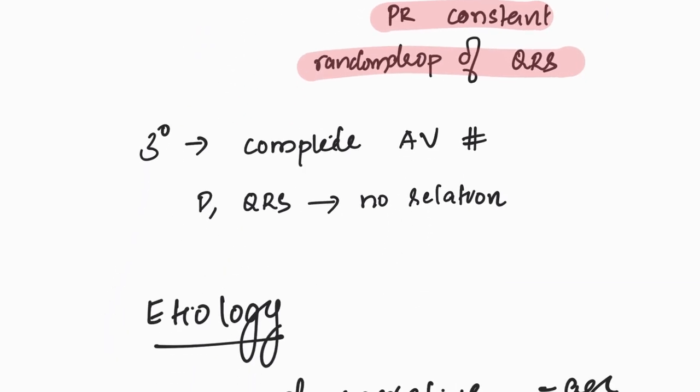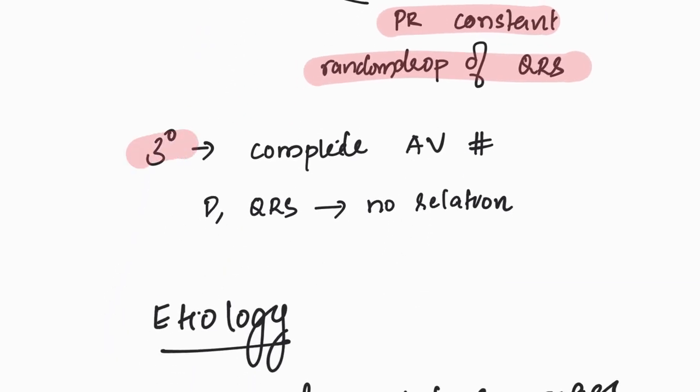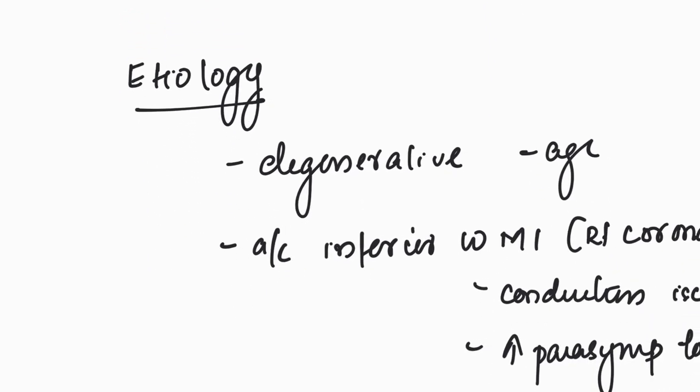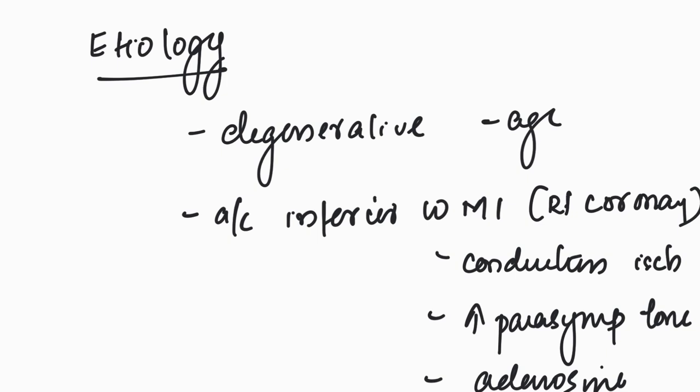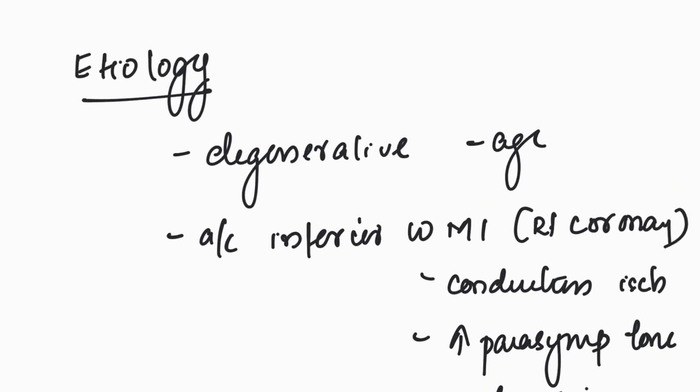And coming to third degree AV block. Third degree AV block means complete atrioventricular dissociation. That is, the P waves and QRS waves occur without any relationship to each other. So what are the etiologies of the different cardiac blocks which we have discussed?